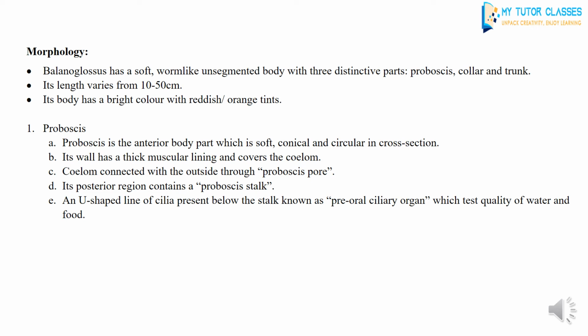The proboscis is the anterior body part, which is soft, conical and circular in cross section. Its wall has a thick muscular lining and covers the coelom. The coelom is connected with the outside through the proboscis pore. Its posterior region contains a proboscis stalk, and a U-shaped line of cilia present below the stalk is known as the preoral ciliary organ, which tests the quality of water and food, making it a ciliary filter feeder.